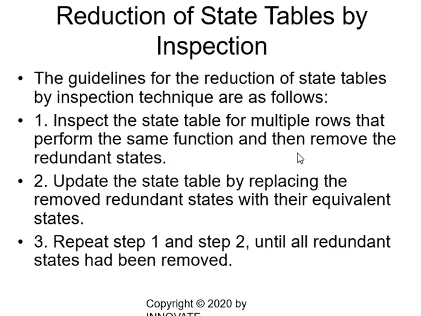Step number 2, we update the state table by replacing the removed redundant state with its equivalent state. We repeat steps number 1 and 2 until all redundant states have been removed. So we do continuous inspection of the table, then of the reduced table, and again of the reduced table, until the end, until we can give a proof that no other states can be removed. It means all the remaining states are unique and there is no equivalence left among the remaining states. So we have to prove that, and we'll see this in an example.